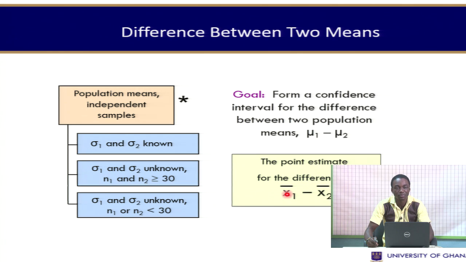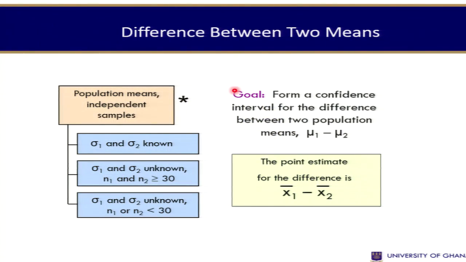We are going to start with population means for independent samples. Our major goal is to form a confidence interval for the difference between two population means, that is mu1 minus mu2. These groups are independent in that the elements present in group 1 are not the elements that are in group 2. So the elements in group 1 are different from the elements in group 2. Therefore, the point estimate for the difference is x bar 1 minus x bar 2.